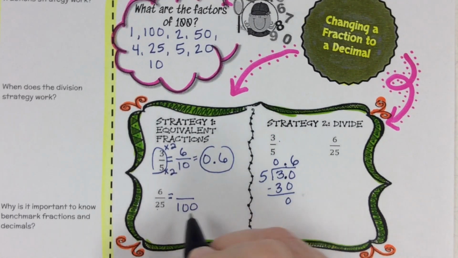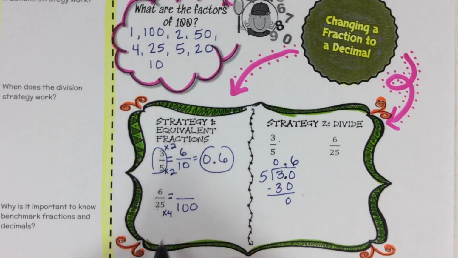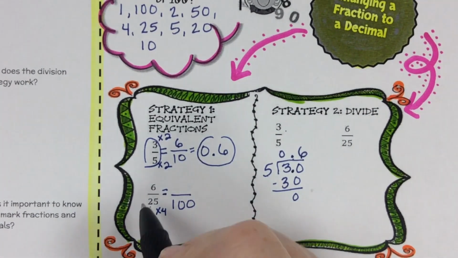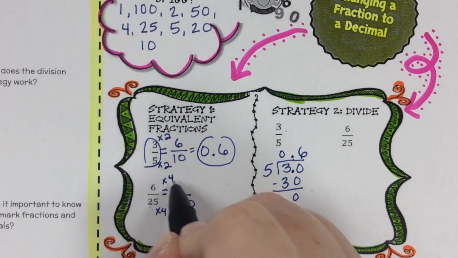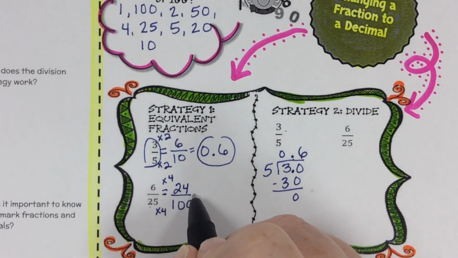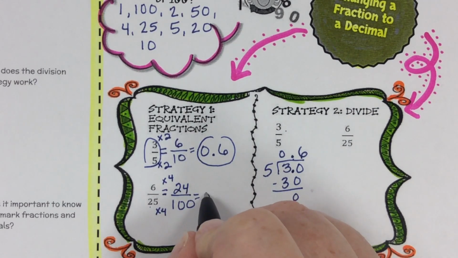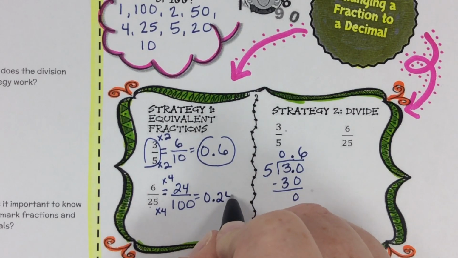25 goes into 100 4 times. So whatever you do to the bottom, you have to do to the top. So 6 times 4 is 24. 24 100ths as a decimal is 0.24.